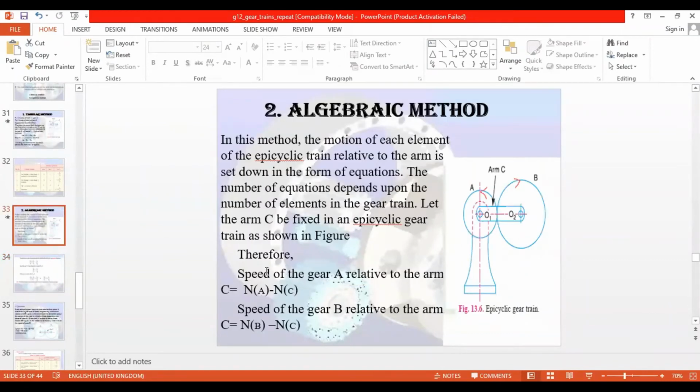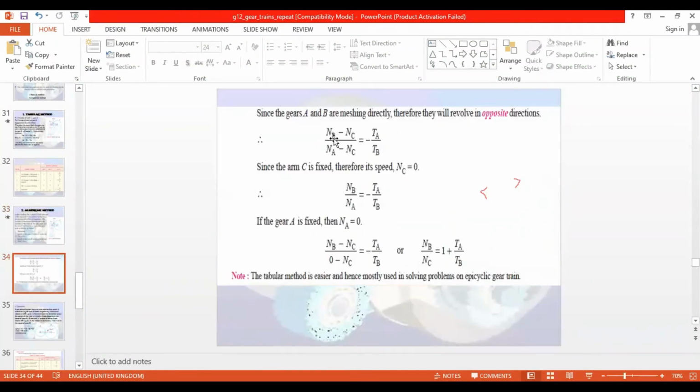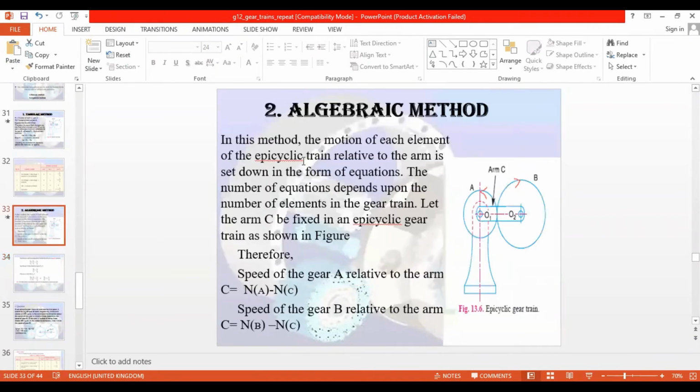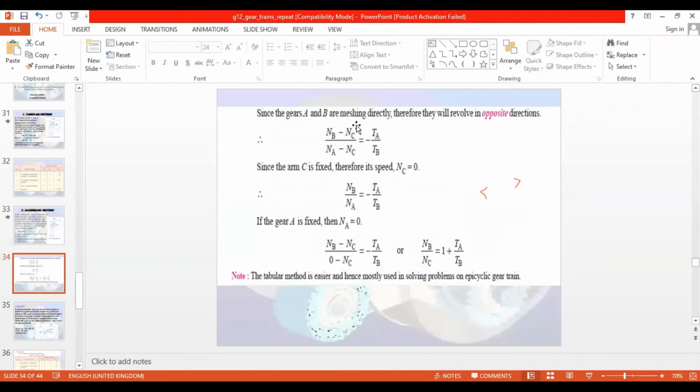So if I apply this equation and this equation in the speed ratio equation, that is NB minus NC upon NA minus NC is equal to TA upon TB, right? Why? It is given that C is fixed. Let the arm C be fixed. So if C is fixed, I can put 0 for C, right? There is no speed for C. So instead of C, I can put 0 here.